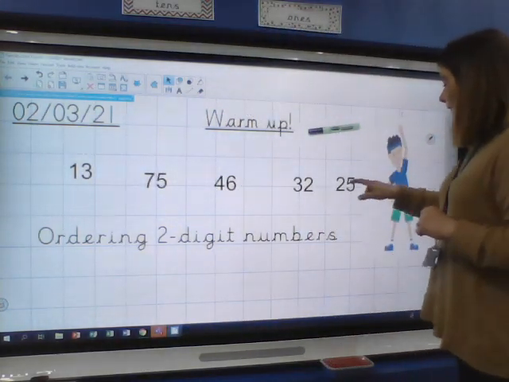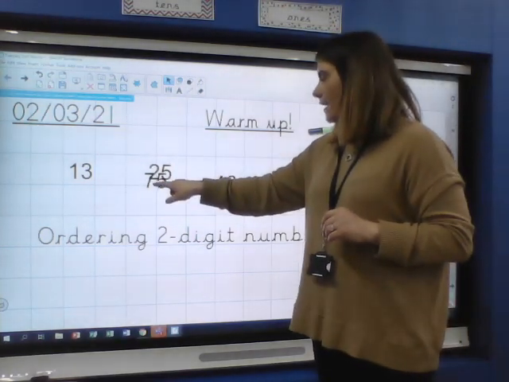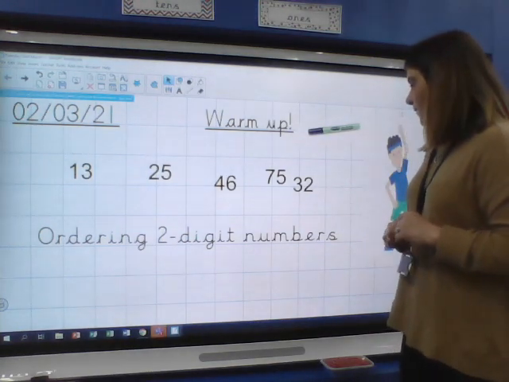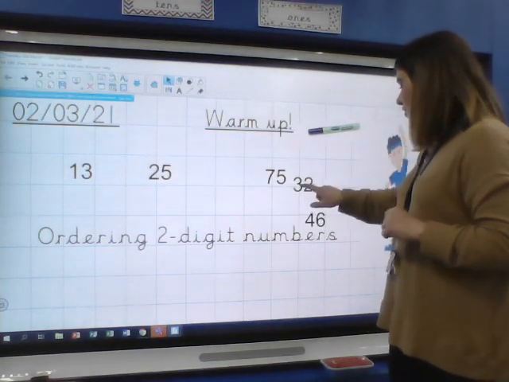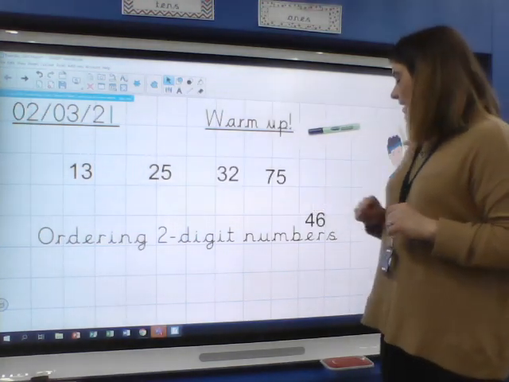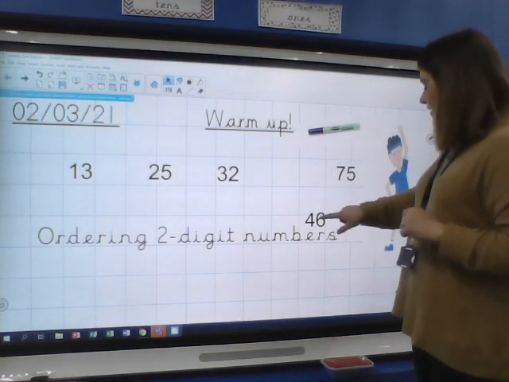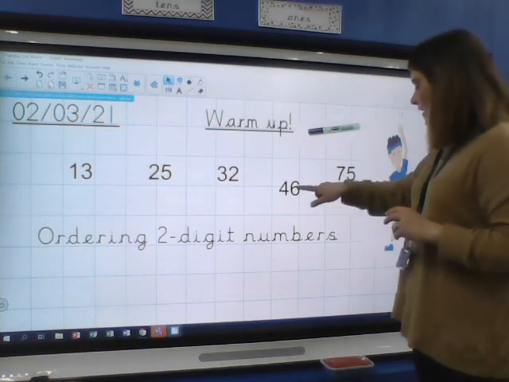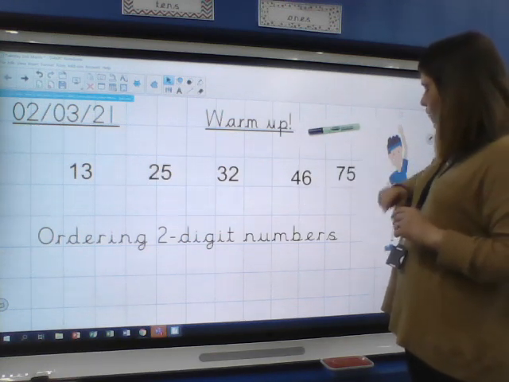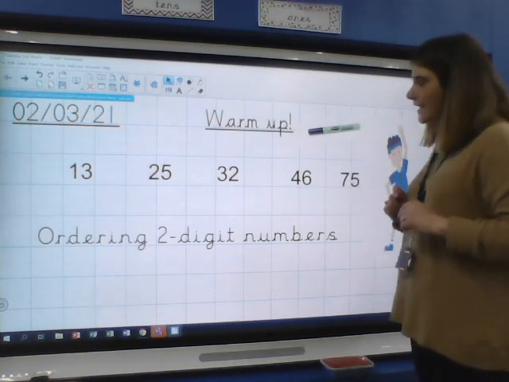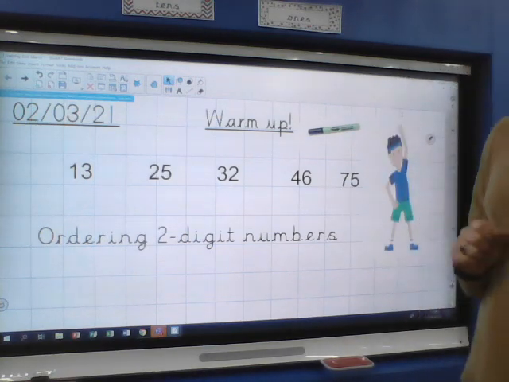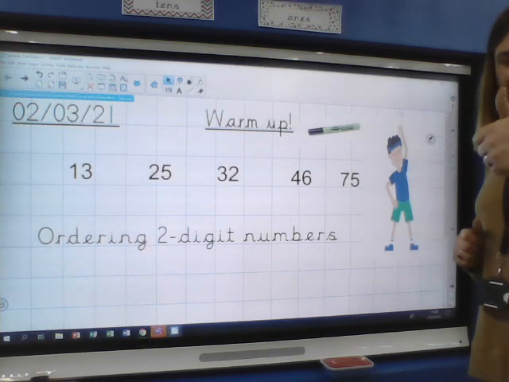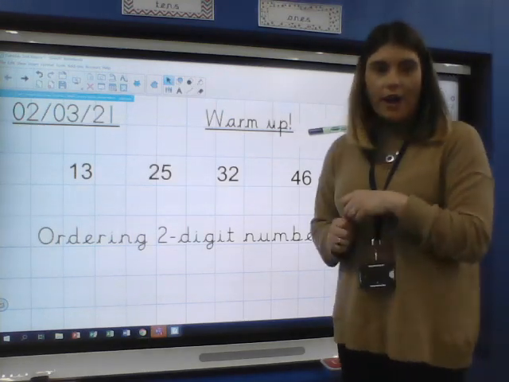We should then have 25, as this number only has two tens. Then we should have 32, as this number has three tens. Then I've got 46 and 75 left. 46 is smaller than 75 because it has four tens to make 40, and my larger number is 75. So you should have 13, 25, 32, 46 and 75. Well done if you got that correct.